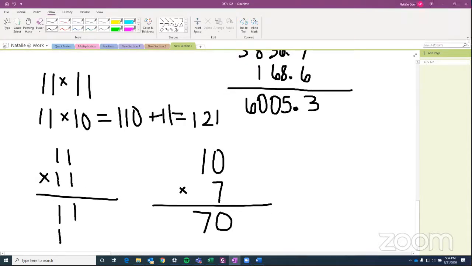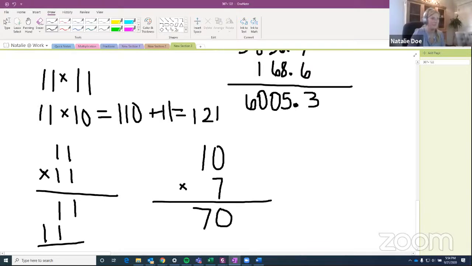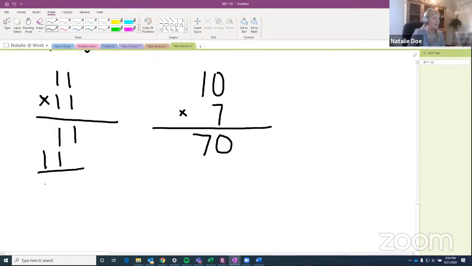And then, so we end up, uh-oh, I think I'm out of space on my sheet here. So we end up with 121.